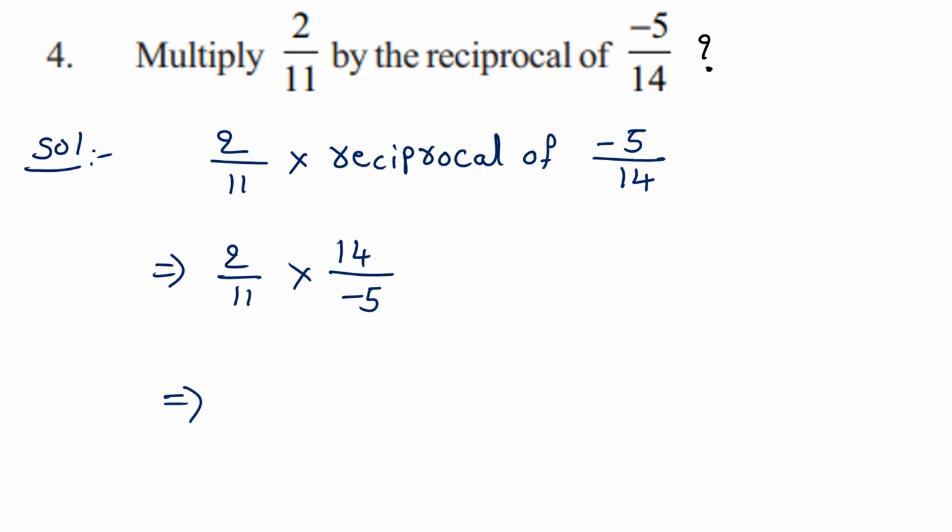Look at that, which implies 14 2s are 28. We should multiply the product of numerators by the product of denominators, right? So 14 2s are 28 by, that is minus 5 into 11, that is minus 55. So we should write minus 55. So that is 28 by minus 55. That is the answer. Okay.